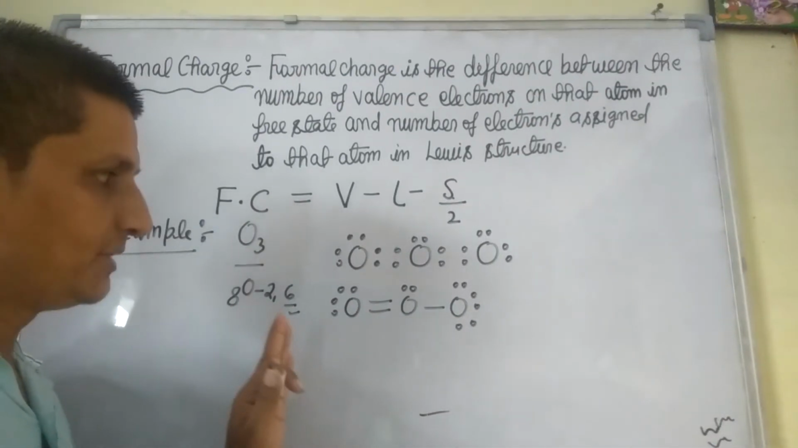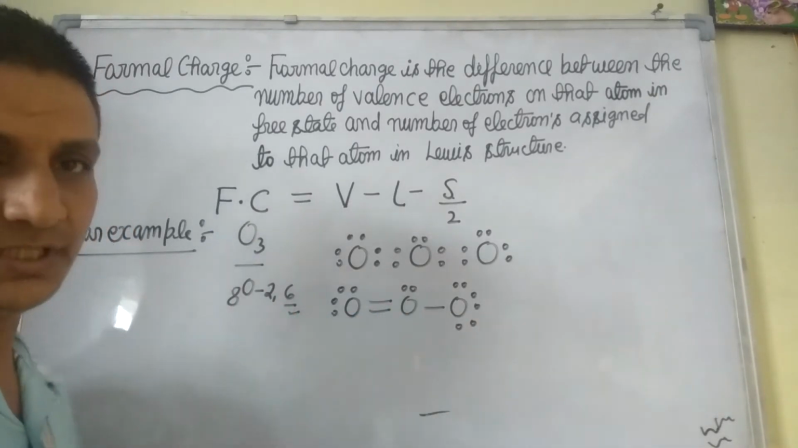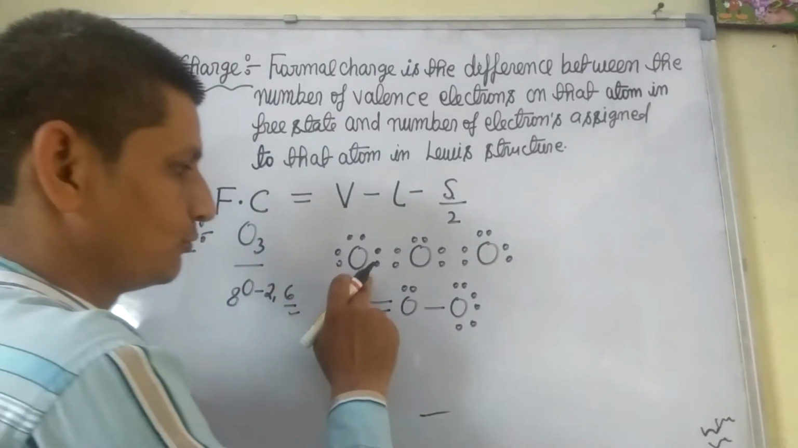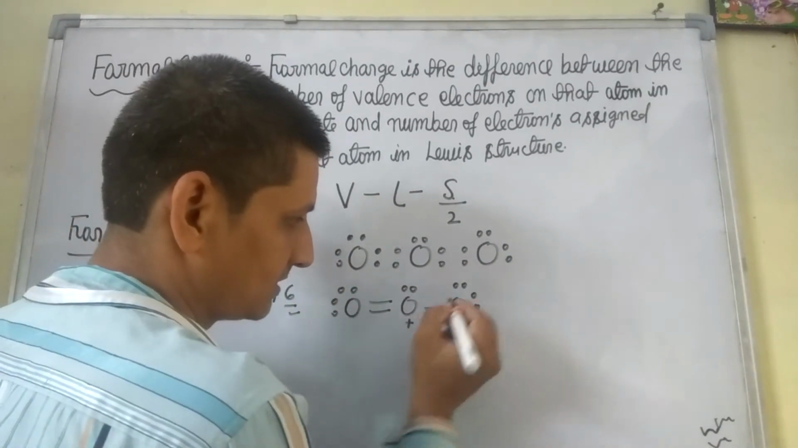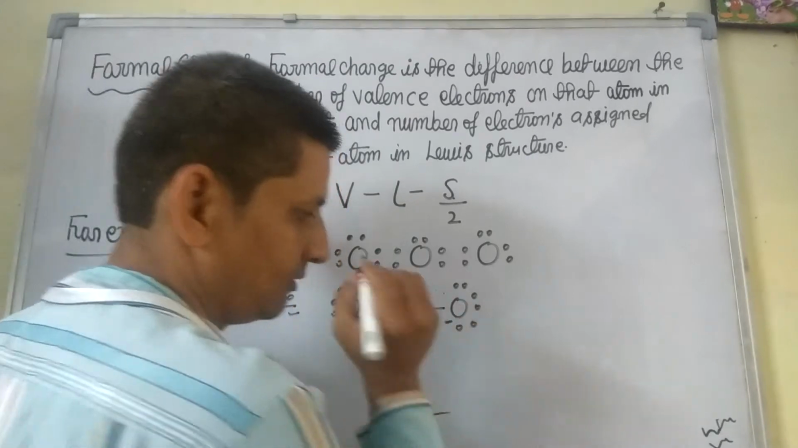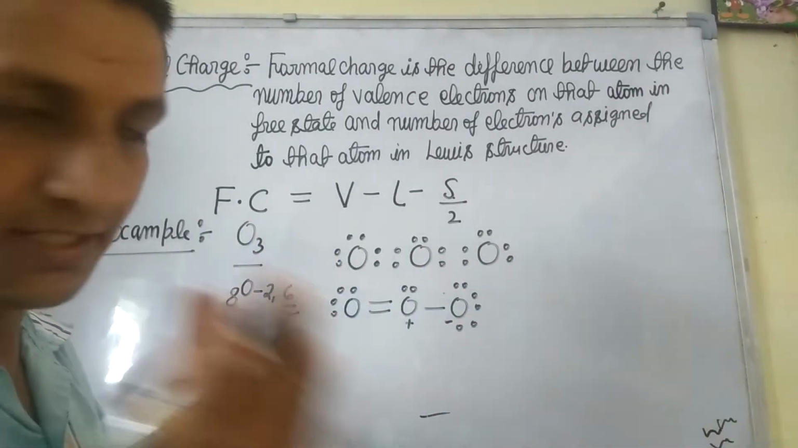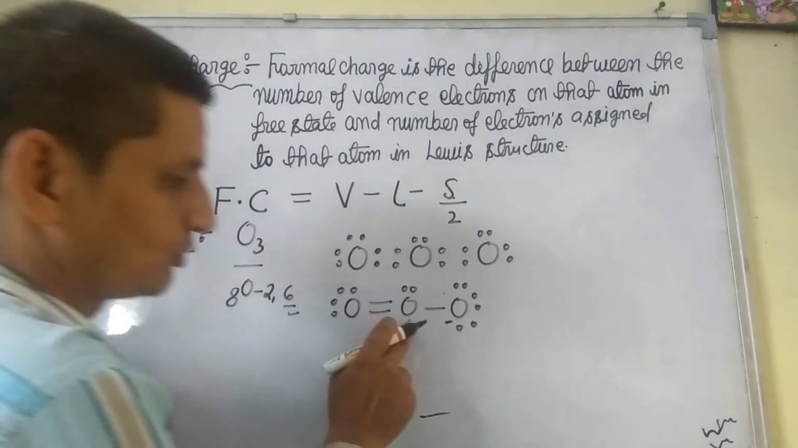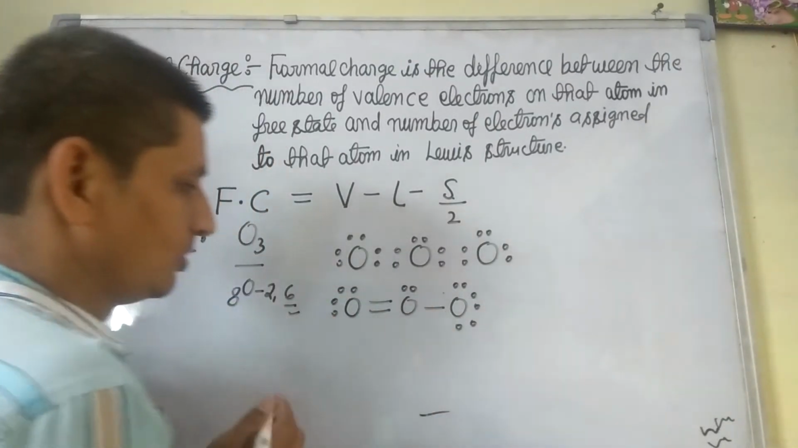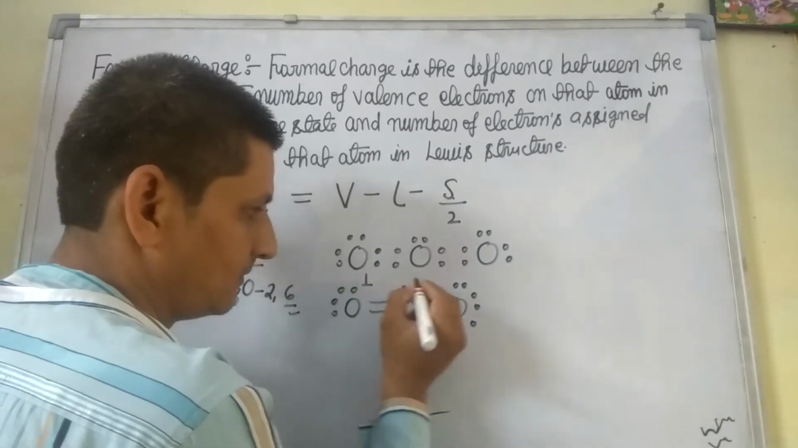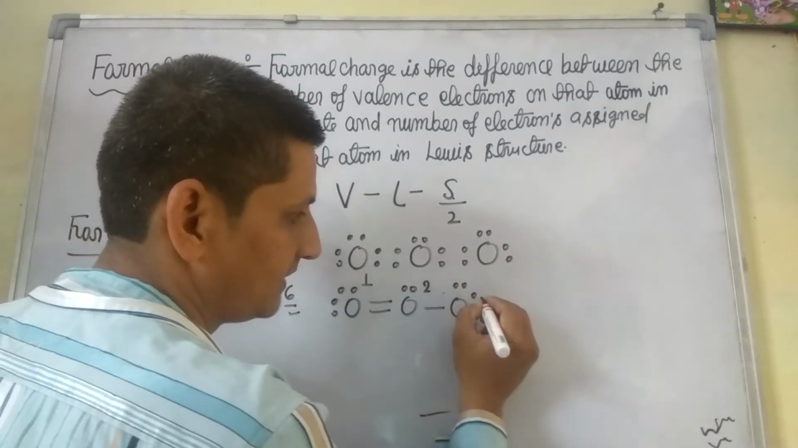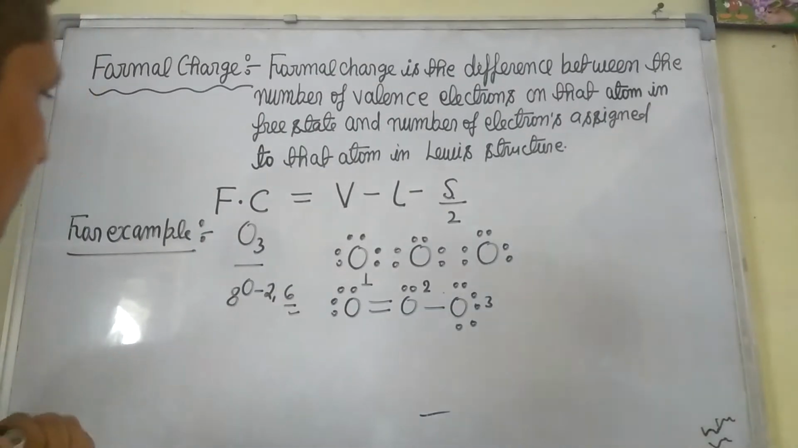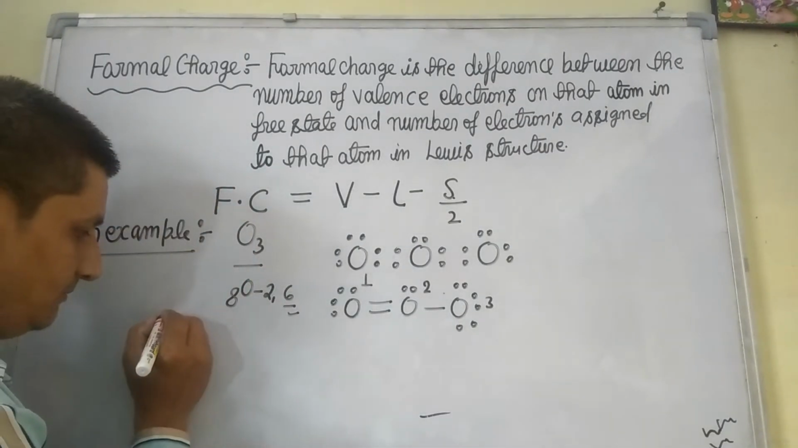Now I am telling you the formal charge on each oxygen atom. This is the first oxygen atom. Actually the main structure of the ozone molecule is this, with plus and minus, but we can make this structure clear on the basis of their formal charge. So we have to find it out. This is the first oxygen atom, this is the second oxygen atom, and this is the third oxygen atom. So dear students, first we have to calculate the formal charge on the first oxygen atom.